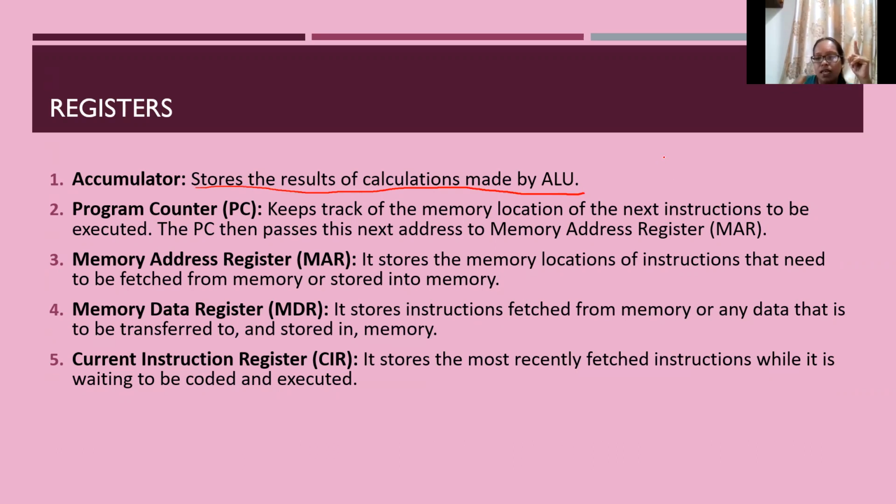Now, in the previous case, 2 plus 3, the answer was 5. That 5 is stored inside the accumulator first. Then it will be sent to the RAM. First, it will be stored in the accumulator.